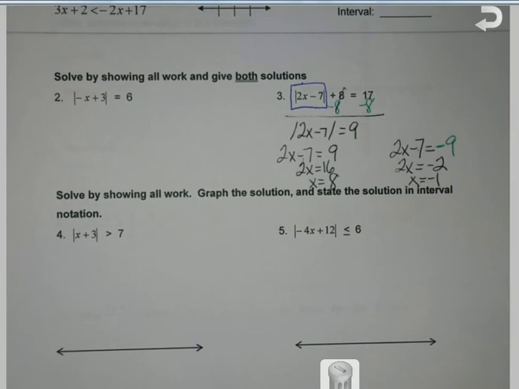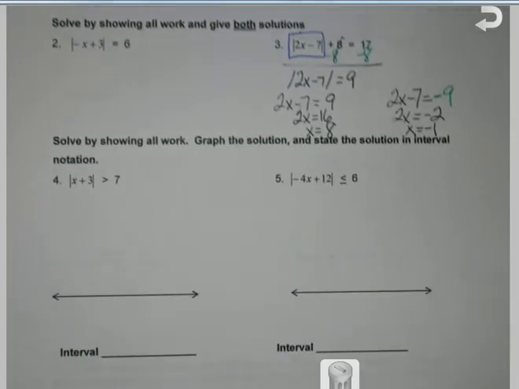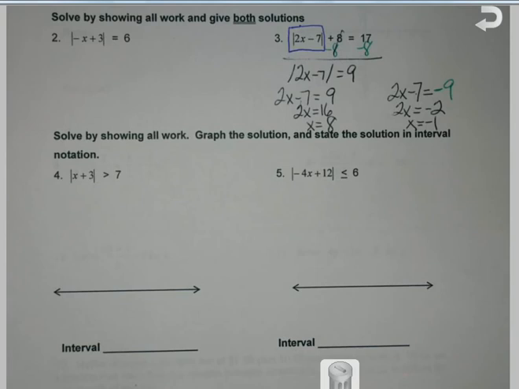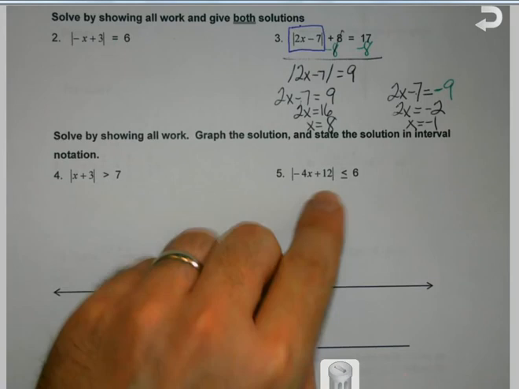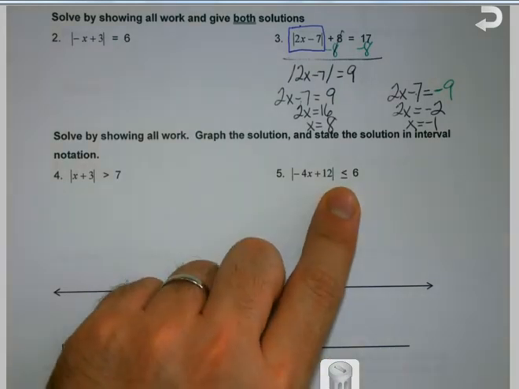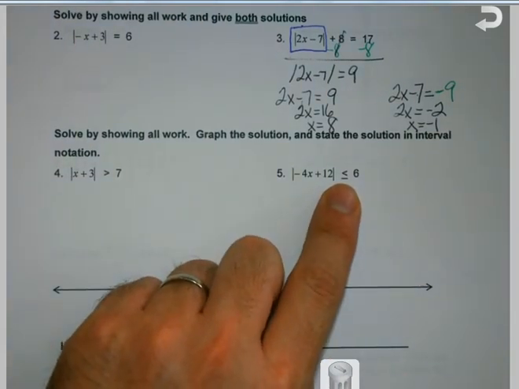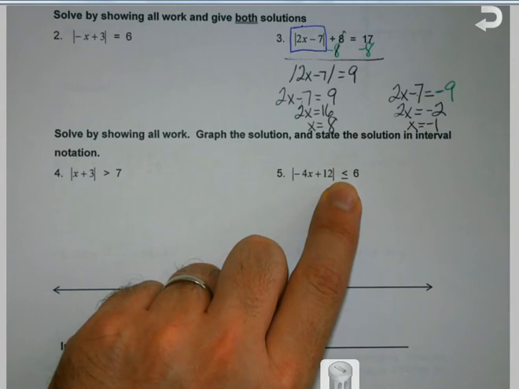Which one? Okay. Let's bump up a little bit here. All right, so solve by showing work, graph the solution, state the solution in interval notation. Okay, a couple of things here at the start. Got to understand what the arrow means, because that tells me a lot of information before I ever start. Is this an or or an and?